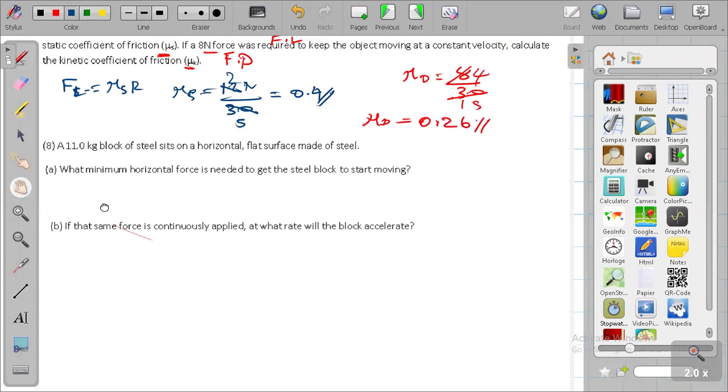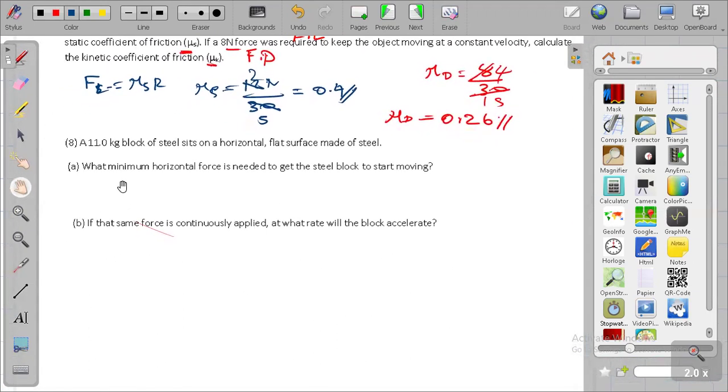Oh, the coefficient of friction is not given in this. I haven't given you the coefficient of friction.